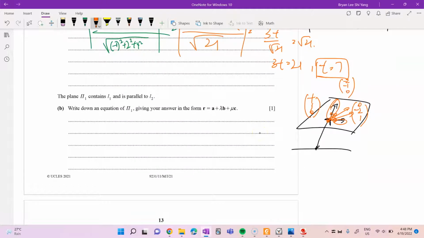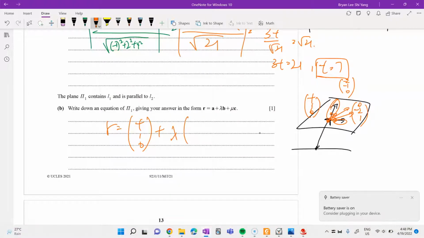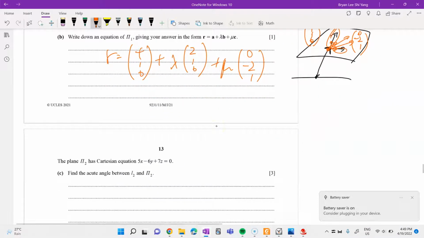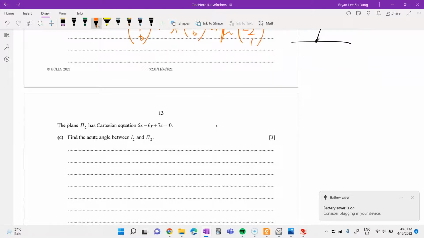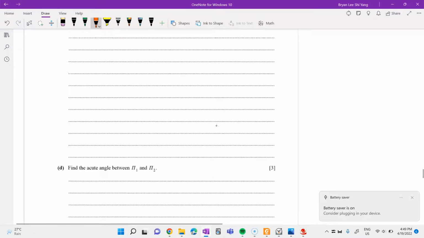And then we would have r equals t, 1, 0, right? So that would be our a, and then lambda is a scalar, b would be negative 2, negative 1, 0, but if you invert it, it doesn't really make a difference, so I'll just write 2, 1, 0 plus mu times 0, negative 2, 1. Okay, so this is how your plane would look, and then yeah, this is the answer. Since this is just one mark, you just state it, and then you're done.